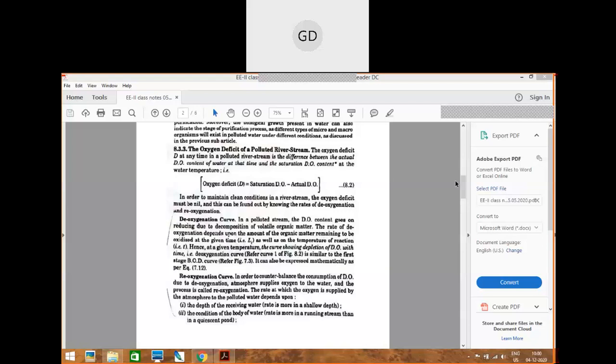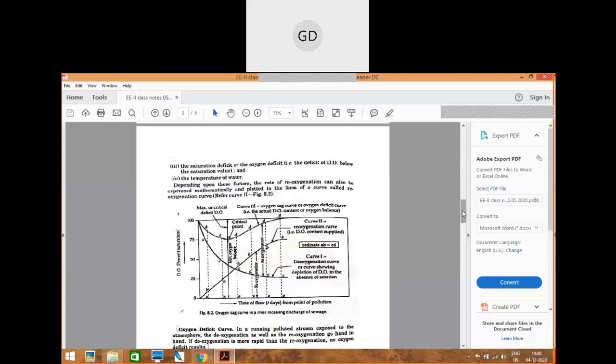Now there is a certain diagram, you can see this one. This diagram is known as the oxygen sag curve in a river receiving discharge of sewage. The vertical part gives your DO content, and the horizontal part gives your time of flow from the point of pollution. There are three curves you can see. This is curve one going down, then curve two is this one, and this is curve three.